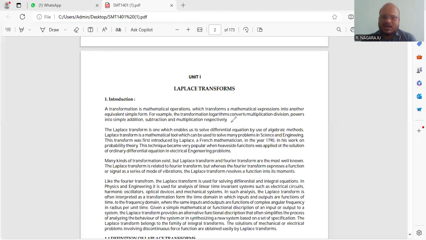We can solve differential equations also. There are different types of transformation, such as the logarithmic transformation, which I just explained, where division, multiplication, and powers are easily simplified with addition, subtraction, and multiplication. So now we will go for the Laplace transformation.